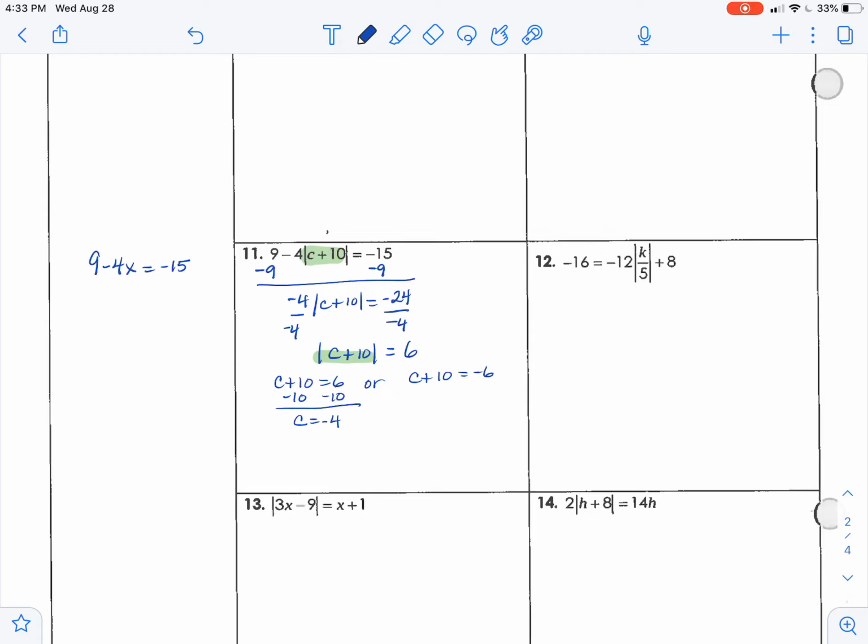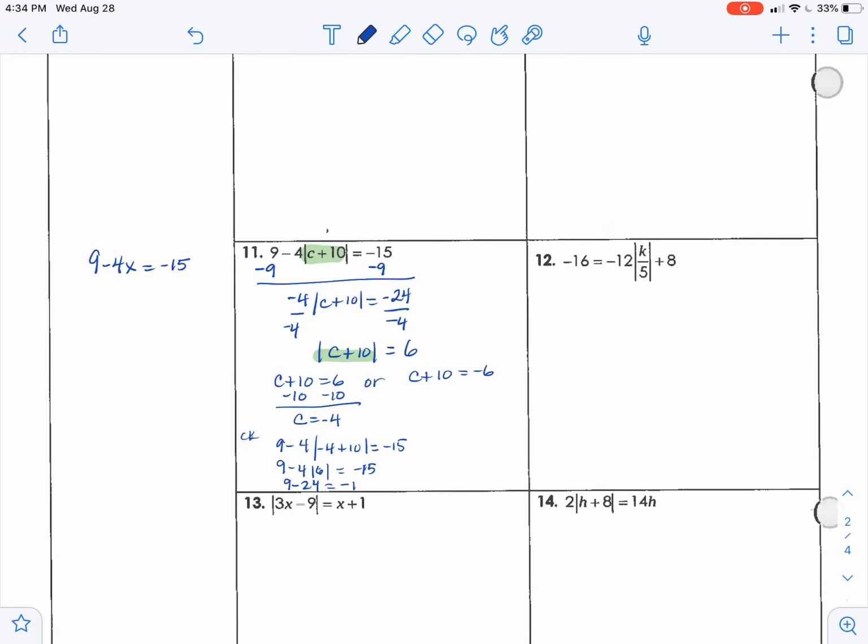And then I'm going to check it. Okay, so do a quick check. So 9 minus 4 times the absolute value of a negative 4 plus 10 equals a negative 15. So 9 minus 4 times, and a negative 4 plus 10 is 6. And then the absolute value of 6 is 6. 6 times negative 4. So 9 minus 24. And the question is, does that equal a negative 15? And it does. So that works.